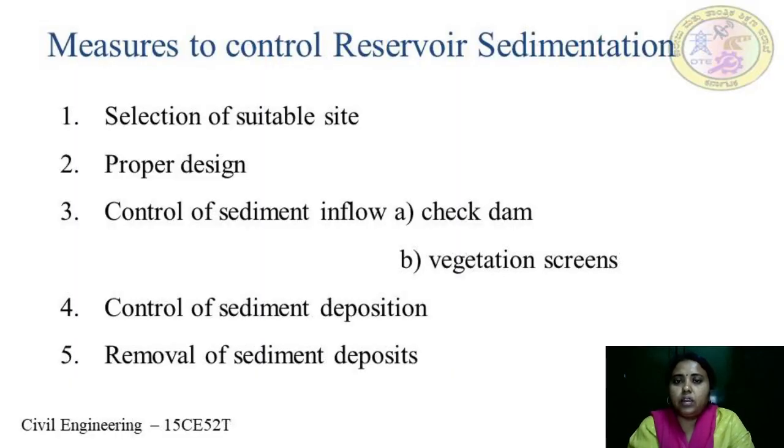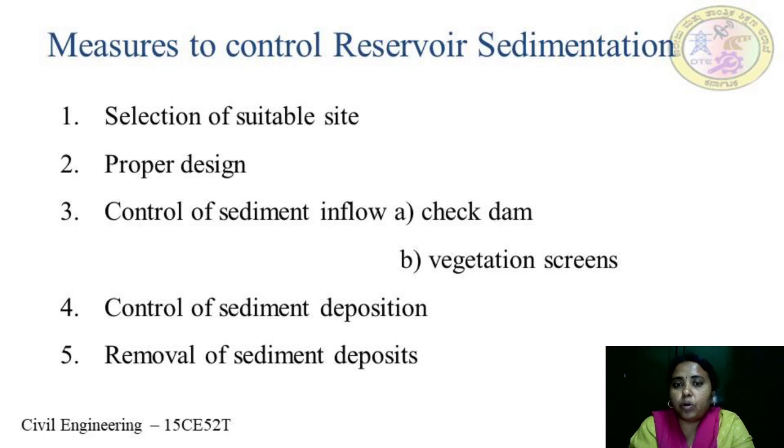Next we shall see the measures to control reservoir sedimentation. So the first one is selection of a suitable site. While selecting a dam site, it should be assured that the catchment is less erodible, so that it will help in reducing the silting problem. And when constructing a dam, the area should be chosen in such a way that soil erosion doesn't take place in that particular area. As we already know, loose soil has a tendency to erode very fast. So in such cases, the construction of dams in such areas has to be avoided.